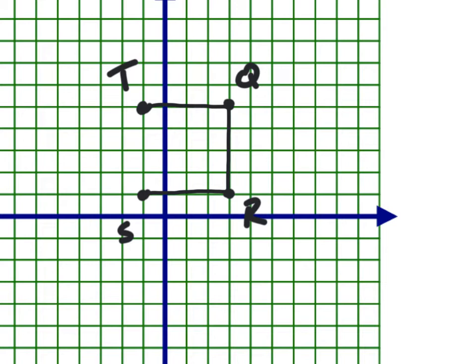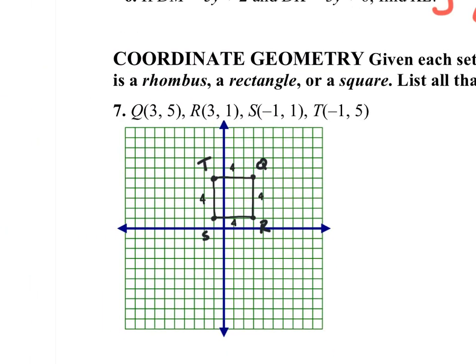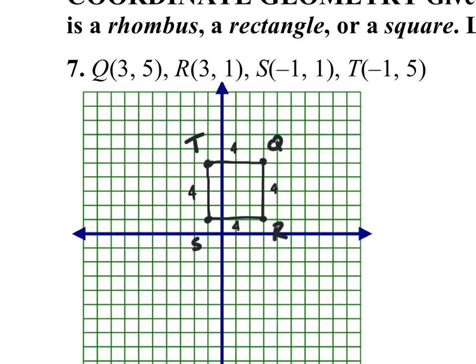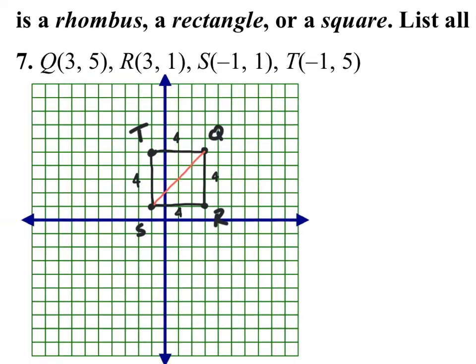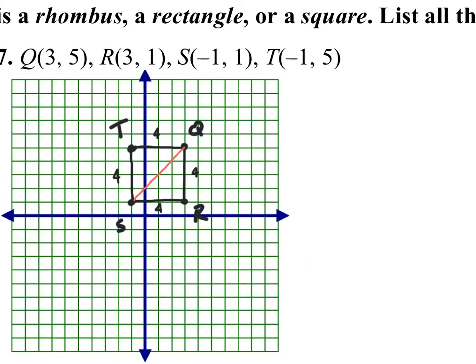You're probably looking at this and going, okay, yeah, this is a square because this is a 4 by 4 by 4 by 4. But it's not always going to be this easy. Yeah, I know this is going to be a square, but what I really want to do is check the diagonals, the slope and distance.